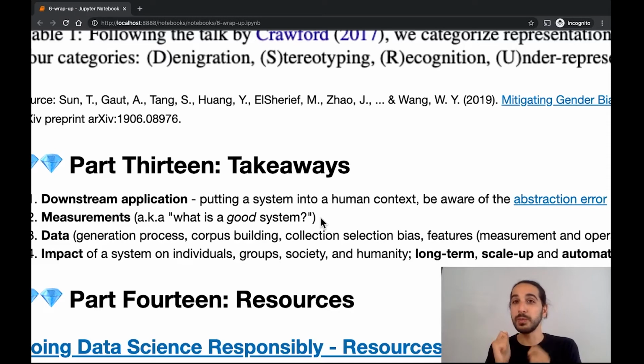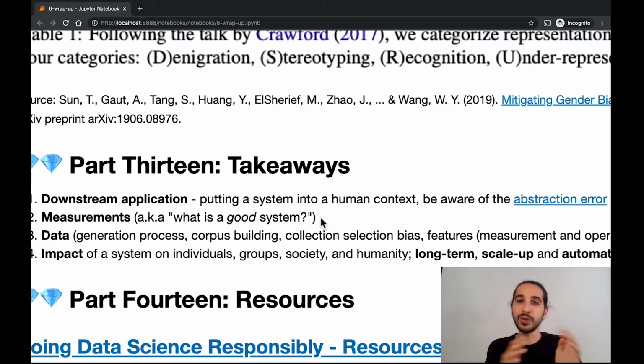So the question of measures is not technical. It's really deeply conceptual. You basically ask yourself what is a good system. And going back to the previous point about the downstream application, putting it into human context, for different applications, in different scenarios, in different situations, in different contexts, you might want to use different kinds of measurements. So again, this is the point of measurements.